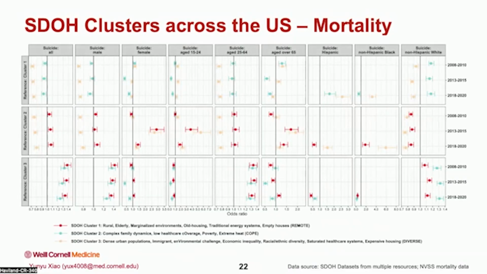And then we see that when we compare each of the clusters to each other, this association between the social determinants of health clusters and suicide rates is very consistent over time.